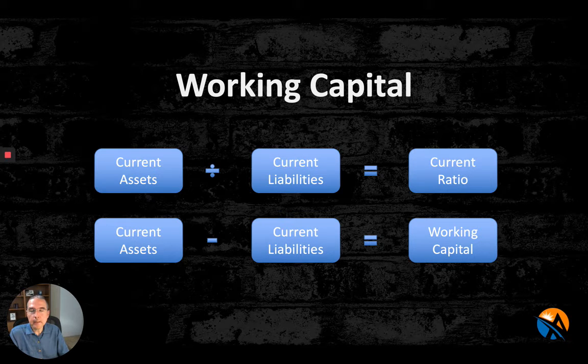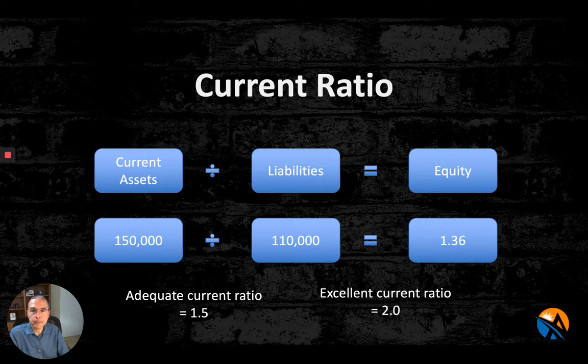Another thing that you might hear, and sometimes banks will talk about this, is working capital. Really, it's the same thing, except you're taking your current assets minus your current liabilities, and that equals your working capital. And again, you want the working capital to be positive. But the current ratio gives you a number that you can measure and compare against over a period of time. But working capital is something that you may hear as well.